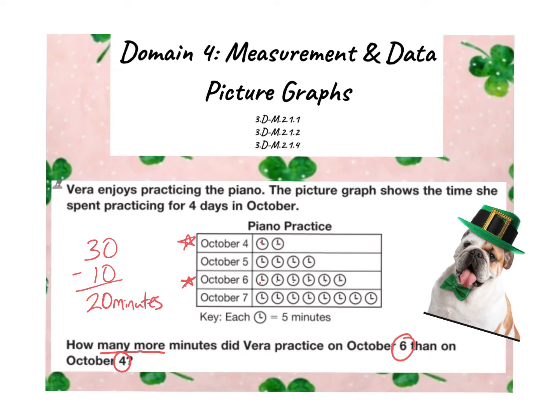Another way you can do it is by really observing the graph, and you can take a look. I see that on October 4th, there's 2 clocks, and October 6th, there are 4 clocks. So you can match up those two, circle those leftovers, and count by 5s for that. 5, 10, 15, 20. So either way, it still gets you 20 minutes, whatever makes the most sense to you, where you find the different amounts and subtract, or where you really take a look at that graph, match them up, and then circle the leftovers and count by 5s that time.